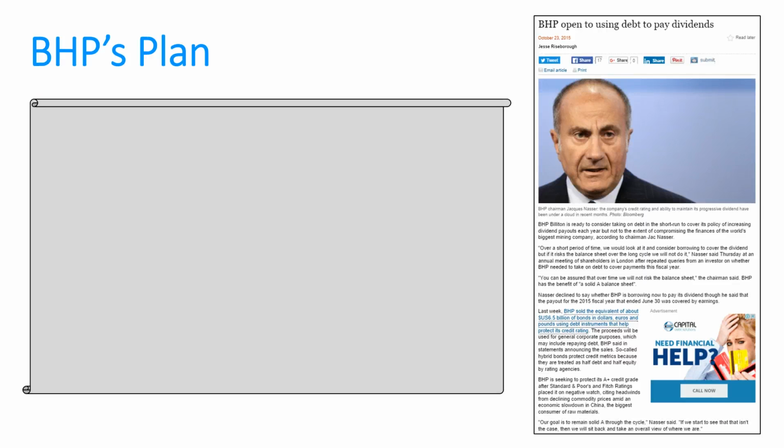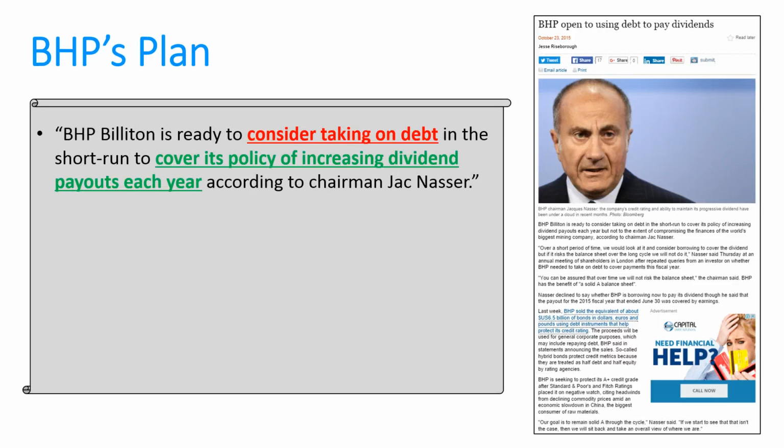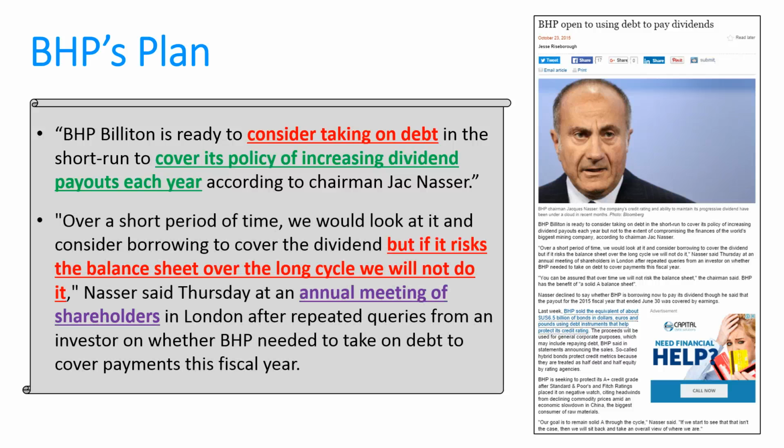So here's their plan. The chairman, Jack Nasser, came out and said, we're going to consider taking on debt in the short run to cover our policy of increasing dividend payouts each year. Over a short period of time, so he thinks it's just a short-term solution, we'll consider borrowing to cover the drawings or dividends, but if it risks the balance sheet over the long cycle, we will not do it. Nasser said this at the annual general meeting of shareholders. So that's basically what he stood up and told all of the owners or shareholders. You will get your dividend this year, but we will probably have to take on some debt to do it.